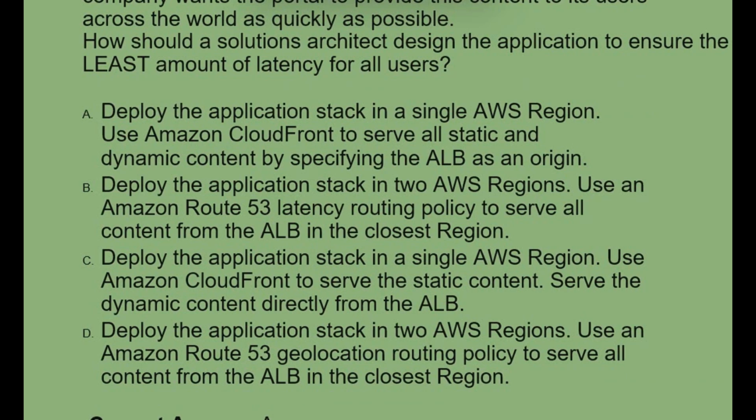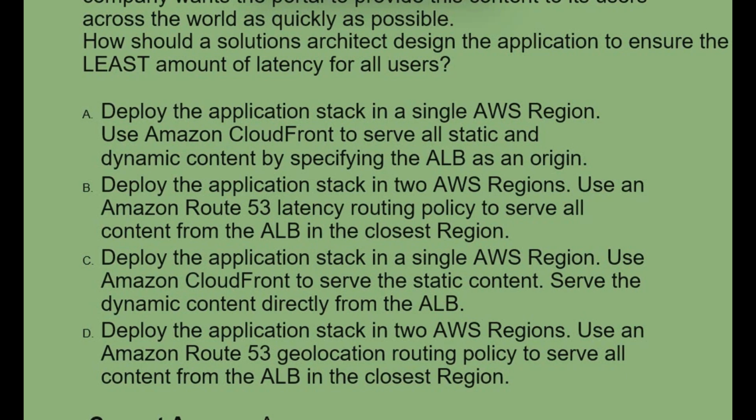Option A. Deploy the application stack in a single AWS region. Use Amazon CloudFront to serve all static and dynamic content by specifying the ALB as an origin. Option B. Deploy the application stack in 2 AWS regions. Use an Amazon Route 53 latency routing policy to serve all content from the ALB in the closest region.